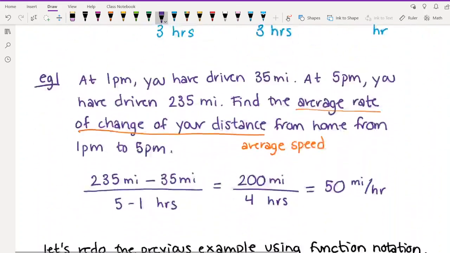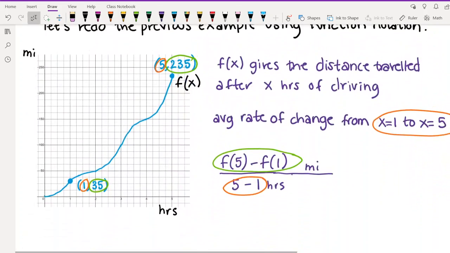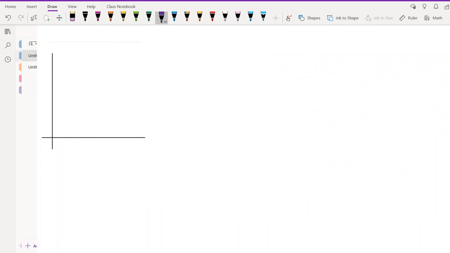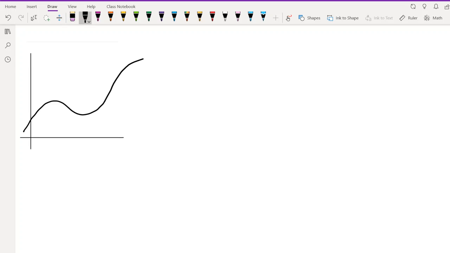And so what we'll see is that even when we're not talking about a word problem, even when we're just dealing with a generic function, we're still going to use this same setup. We're still going to be doing outputs divided by inputs. So let's now define exactly what it means to find the average rate of change of a function. I'm just going to sketch a random function f of x here.